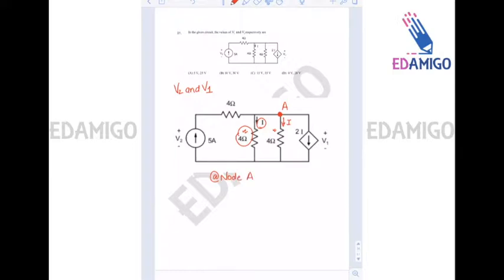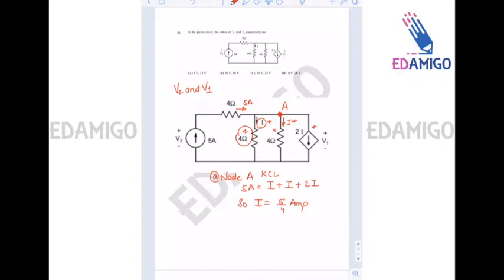we can see that the incoming current is 5 ampere, the outgoing current is I ampere and outgoing is 2I. So at node A, by KCL, the incoming current is 5 ampere, outgoing is I plus 2I. Then I is equal to 5 by 4 amperes, right?